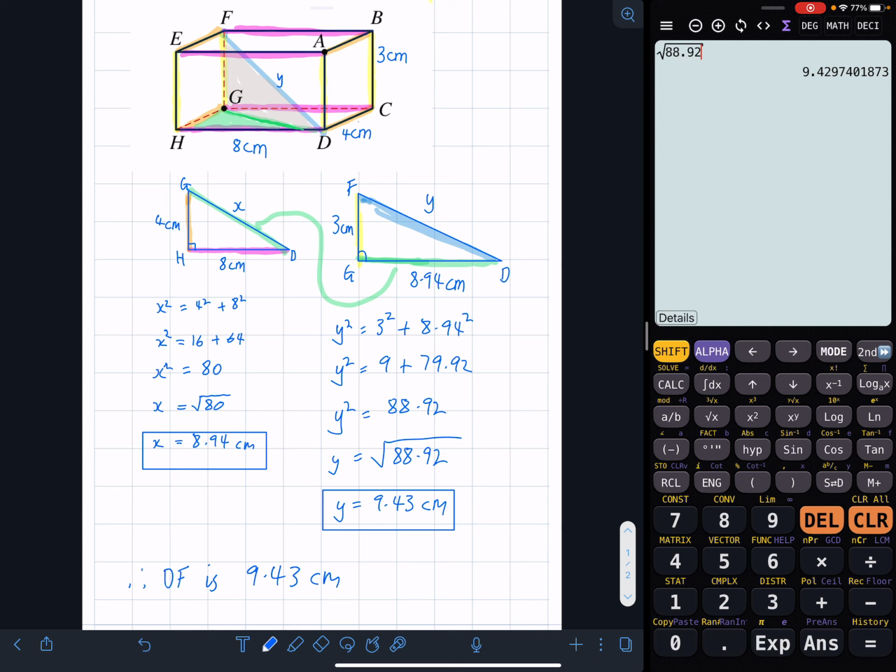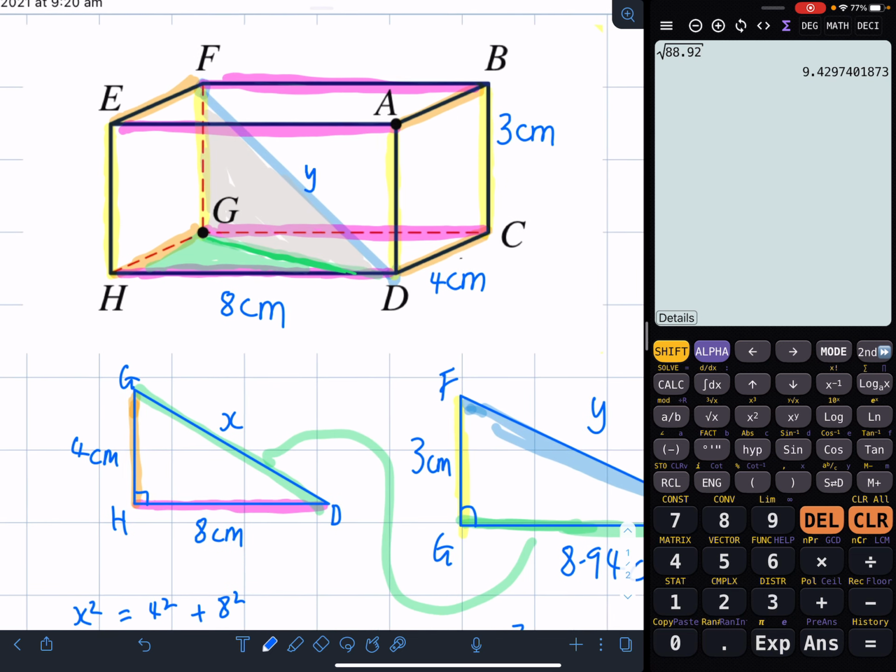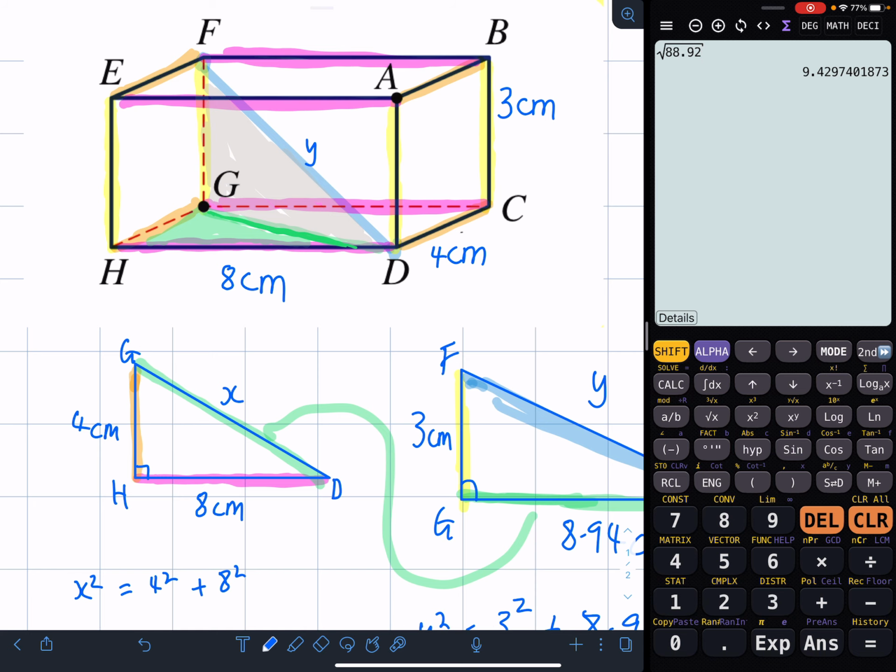Then you try to think about what your final answer is, what you need to find. In this case it was FD, a diagonal line going through that prism. And in order to find that, we really needed to find the length DG. So we had to find DG in order to find DF.